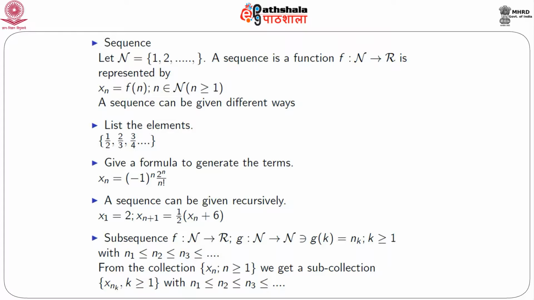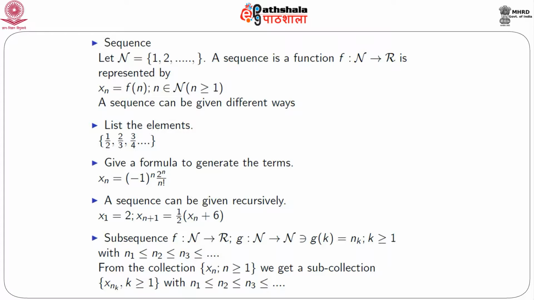Sometimes a sequence can be given recursively too. First giving the initial term, that is x_1 is 2, then the recursive relation between the (n+1)th term and the nth term can be given in this way: x_{n+1} is half of x_n plus 6. So, if I put n equals 1, then x_2 will be half of x_1 plus 6. So, this is a sequence.